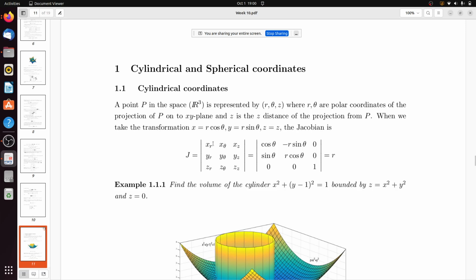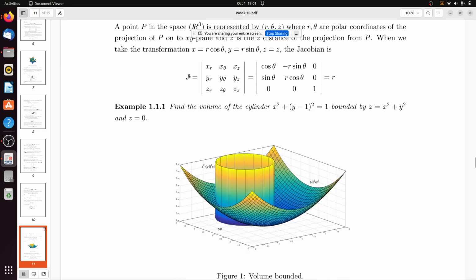Now if you take the partial derivatives x_r, x_theta, x_z, the transformation is x equal to r cos theta, y equal to r sin theta, and z equal to z. Taking the partial differentiation, your Jacobian will be r. Now see how these cylindrical coordinate systems are effective for calculating volume integrals.